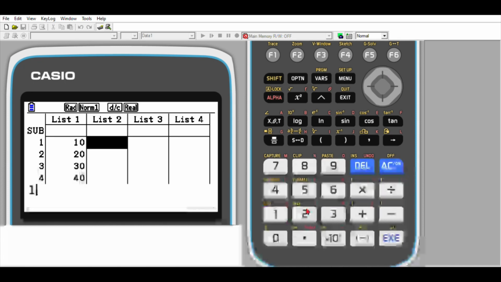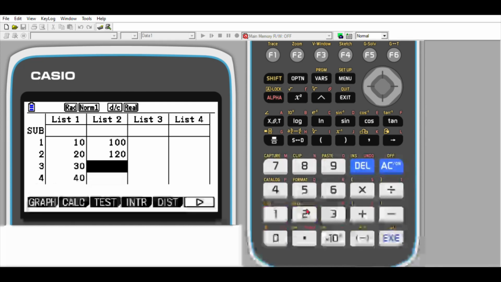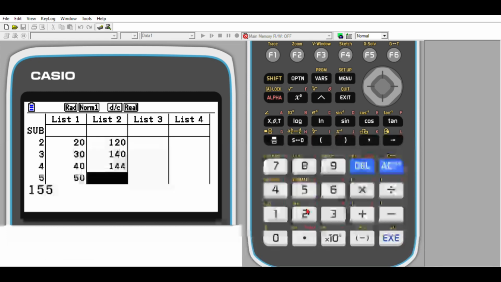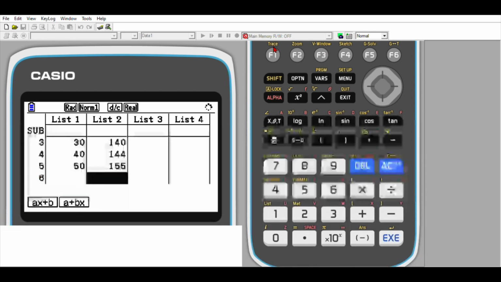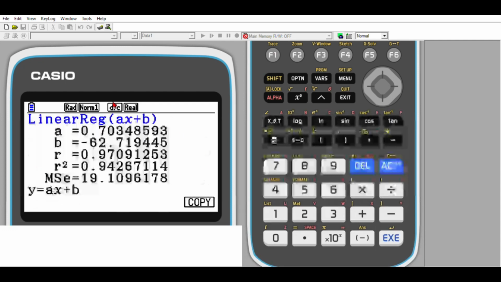So the respective values of y were 100, 120, 140, 144, and finally for 50 we have 145. So for this first set of data, I'm going to go to calc. You already know the steps: calc, reg, x, ax plus b, okay? So you click on ax plus b and we get the equation of the line for the first set of data, which are the early pieces of information, okay?